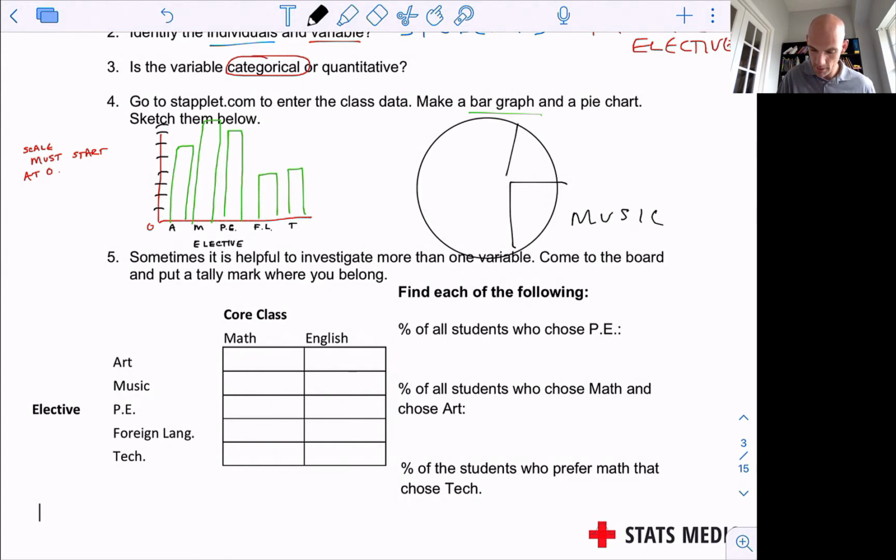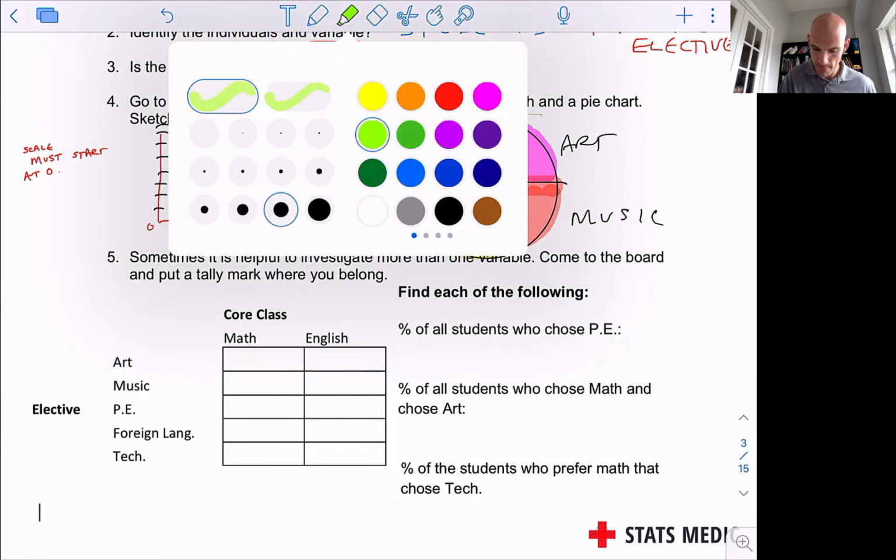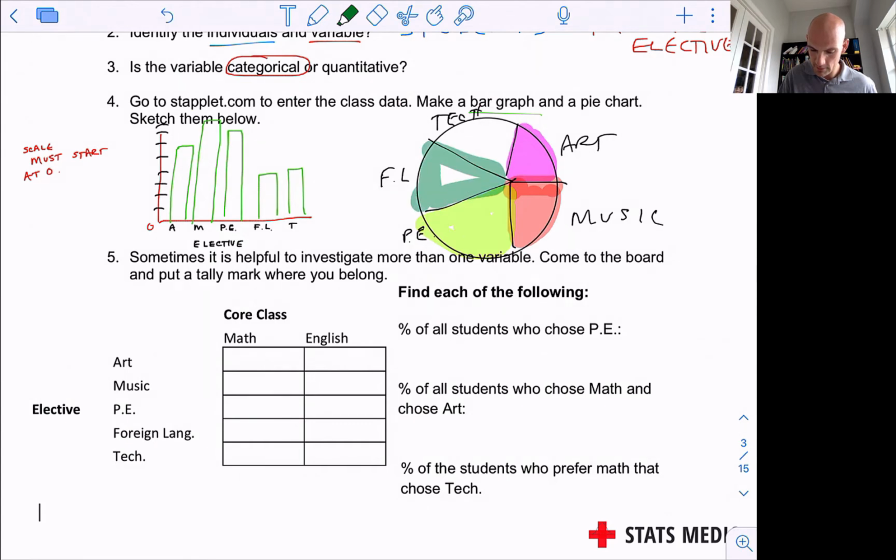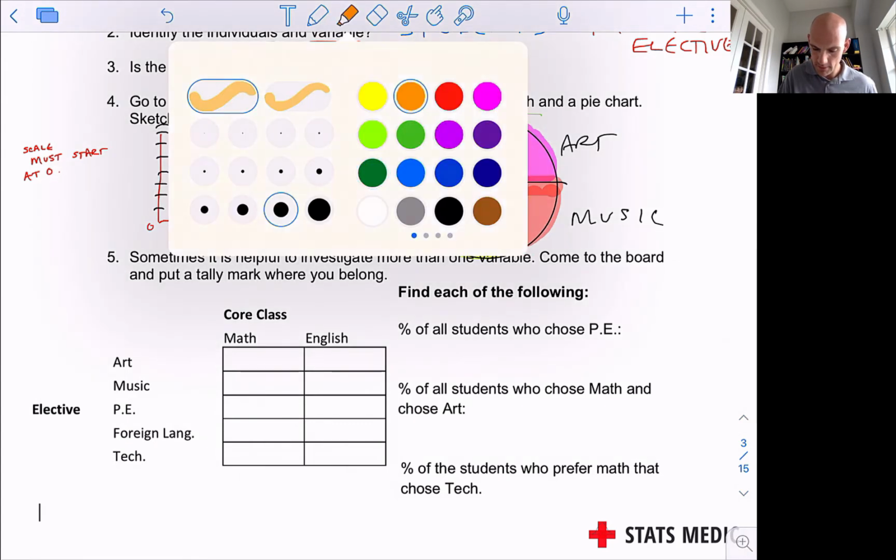And then art's going to be here. Technology. We're going to have foreign language, and this will be PE down here. Now what you can do is you can shade them different colors, obviously. So if I make art pink and make music red, I can make PE green. Now obviously my chart is not to scale.